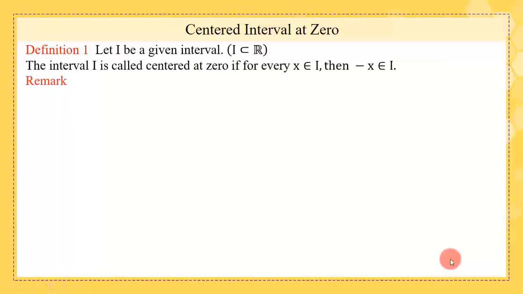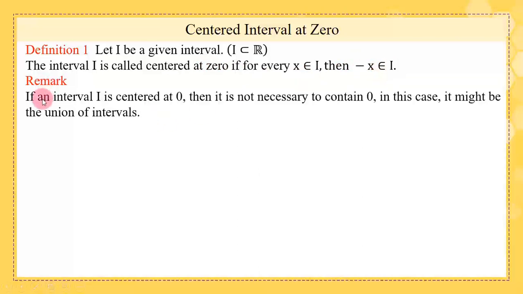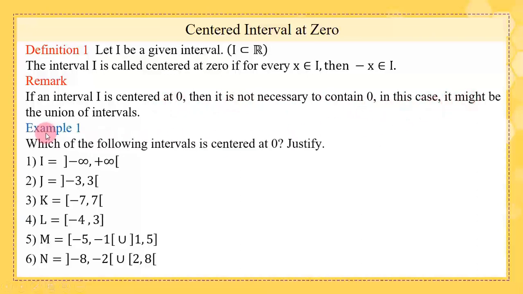Centered interval at 0. Definition 1. Let I be a given interval. I is a subset of R. The interval I is called centered at 0 if for every x that belongs to I, negative x also belongs to I. Remark: if an interval I is centered at 0, then it is not necessary that it contains 0. In this case, it might be a union of intervals.